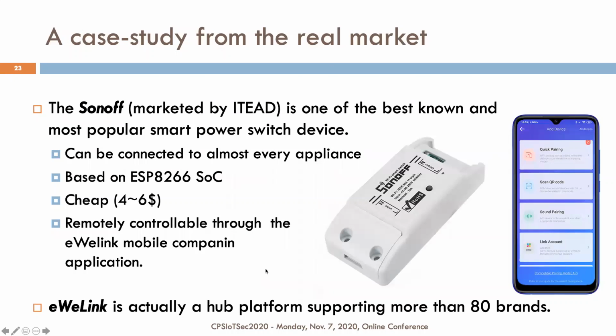So for our case study, we selected the SONOFF device, which is one of the best known and most popular smart power switch devices. It can be connected to virtually every appliance. It's based on the ESP8266 chip. It can be remotely controlled through the eWeLink mobile companion application. eWeLink is not a basic application, it's actually a hub platform that supports more than 80 brands.